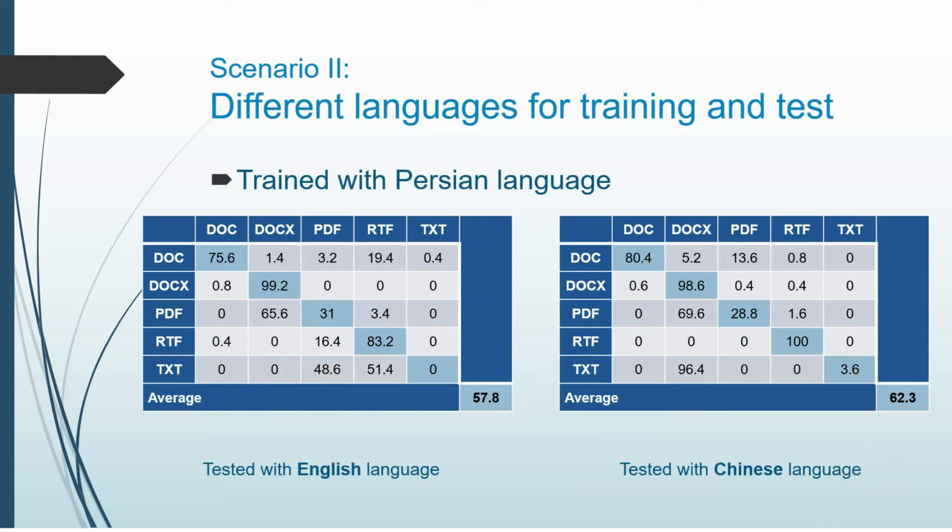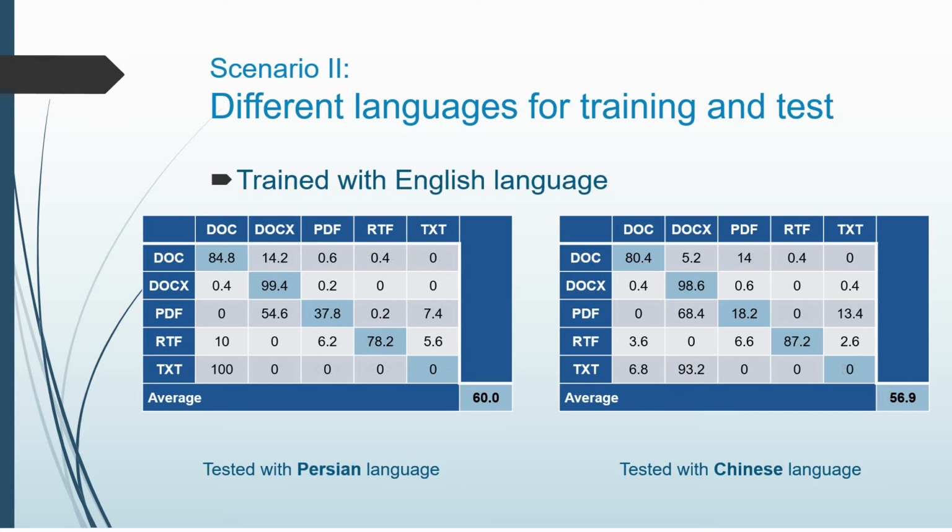In the second scenario, different languages for training and test are considered. For example, when we train a machine with Persian language, the results for testing with English and Chinese are respectively around 58 and 62%. That is very low compared to when we use the same languages. This result indicates the importance of a comprehensive data set for training, so that we have good test results.